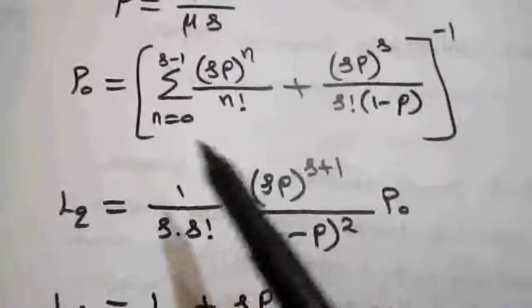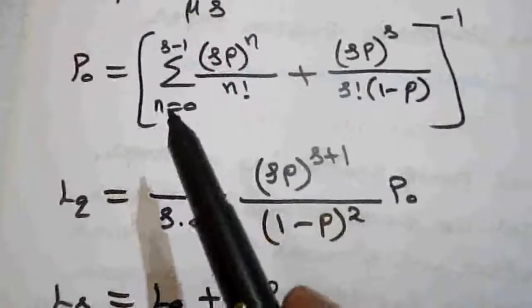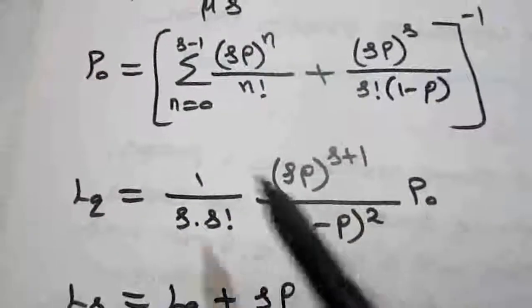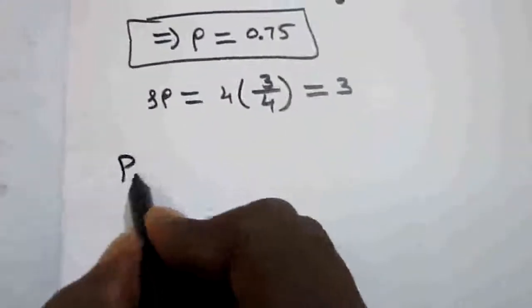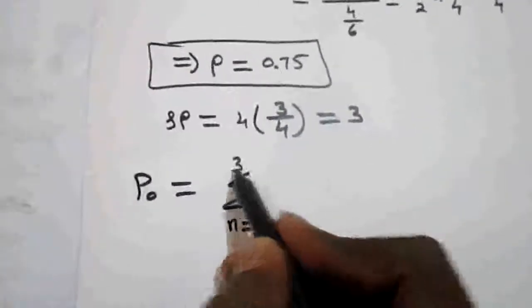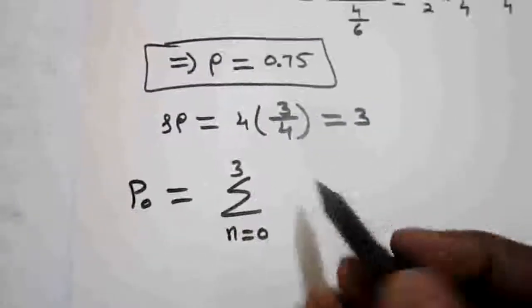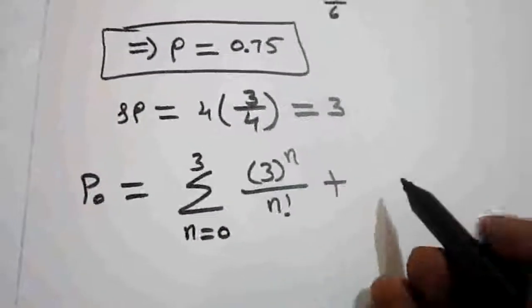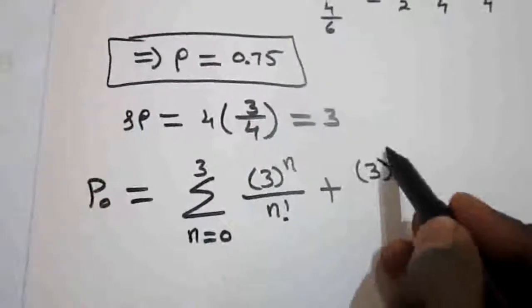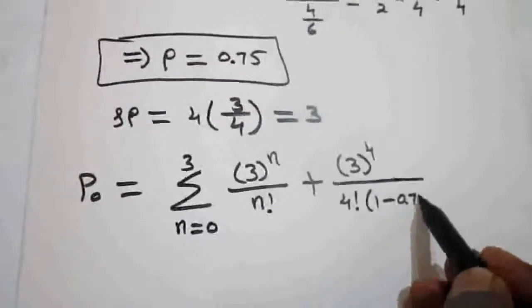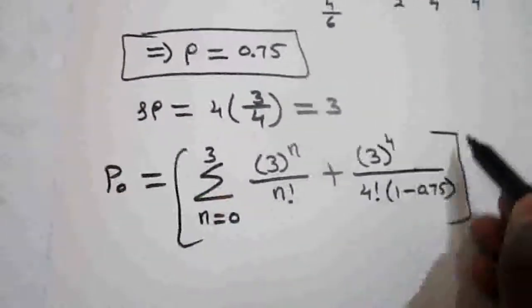Okay, now for all the values we want P0. So next I am going to find P0. This is the formula, and in this formula I am going to substitute all the values. S rho we found is 3 and rho is 0.75. So P0 is equal to sigma n equal to 0 to s minus 1. S is 4, and 4 minus 1 is 3. And s rho, 3, the whole power n by n factorial, plus s rho, 3, whole power s, which is 4, by 4 factorial into (1 minus rho), rho is 0.75, whole power minus 1.